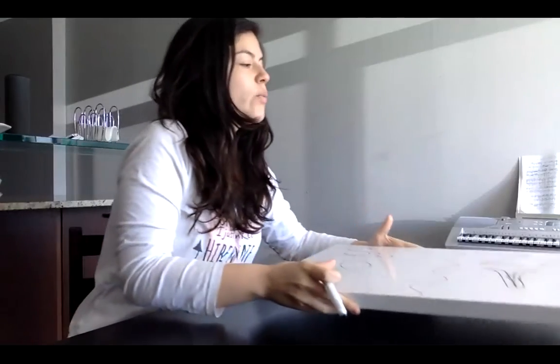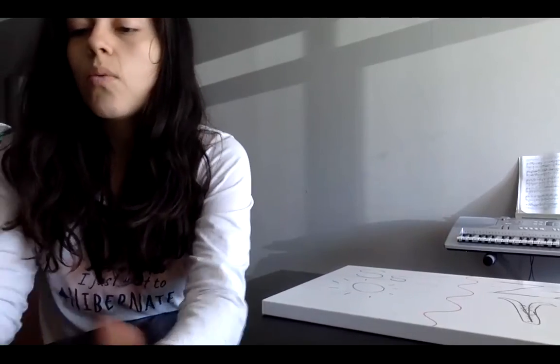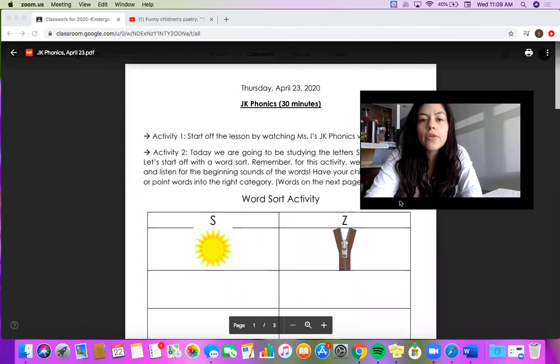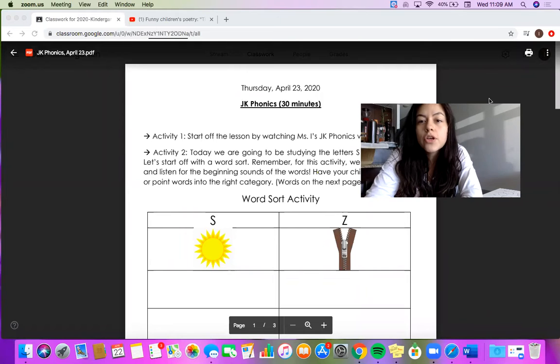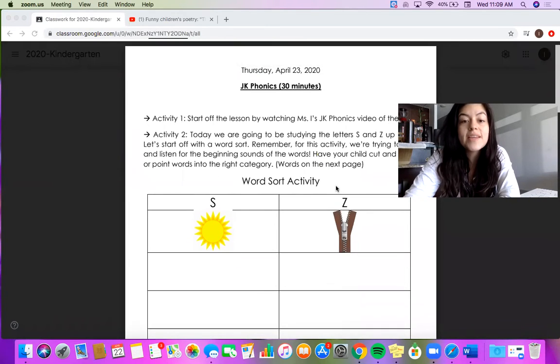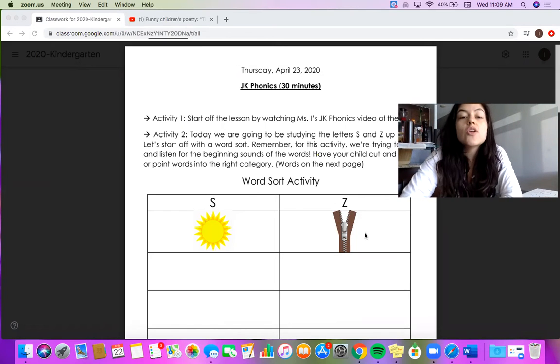All right, now that we've warmed up and have been introduced to our two letters of the day, let's check out what's on the agenda for our lesson. In front of you, you should have this sheet. We are Thursday, April 23rd, 2020. Now, girls, today is going to be your very last word sort for letters. You are finishing up a unit today. Congratulations.